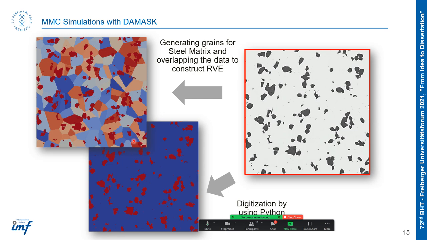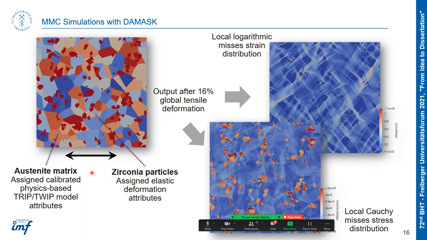And then when we apply load on this, we see the local stress and strain distributions and so on. The problem with this model is that it has a very non-realistic, I would say, matrix phase, because it is virtually constructed, but the results were quite promising. So we want to build on this using real microstructures and then look at the behaviors in more detail.